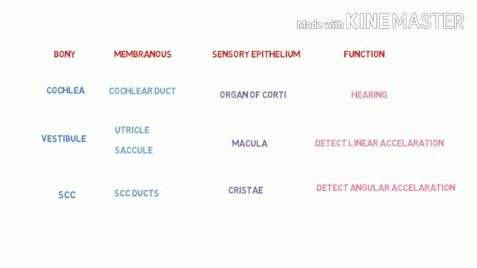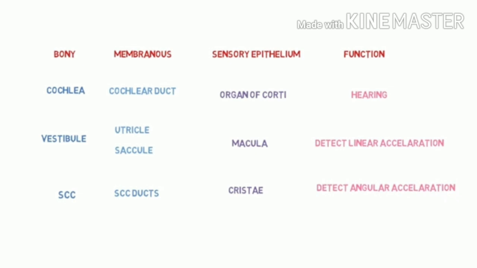First bony structure, that is the cochlea. Inside the cochlea there is a membranous structure called the cochlear duct, and in the cochlear duct there is sensory epithelium called the organ of Corti. It has a specific function. It converts the mechanical energy of sound into the electrical energy of nerve. That is, it is useful in hearing.